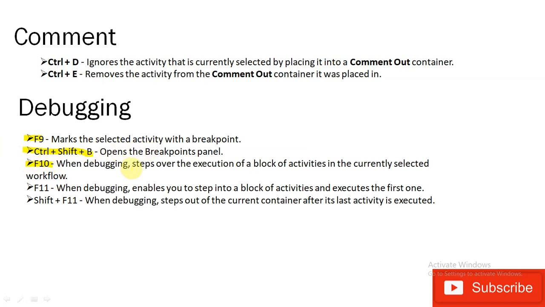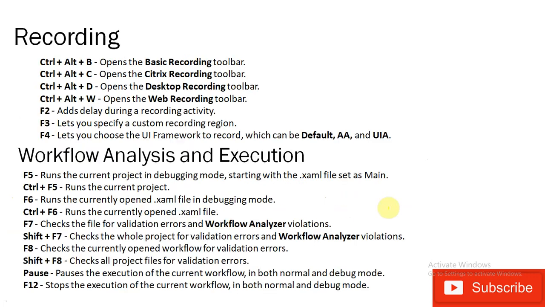F10, when debugging, steps over the execution of a block of activities in the currently selected workflow. F11, when debugging, enables you to step into a block of activities and execute the first one. Shift plus F11, when debugging, steps out of the current container after its last activity is executed.